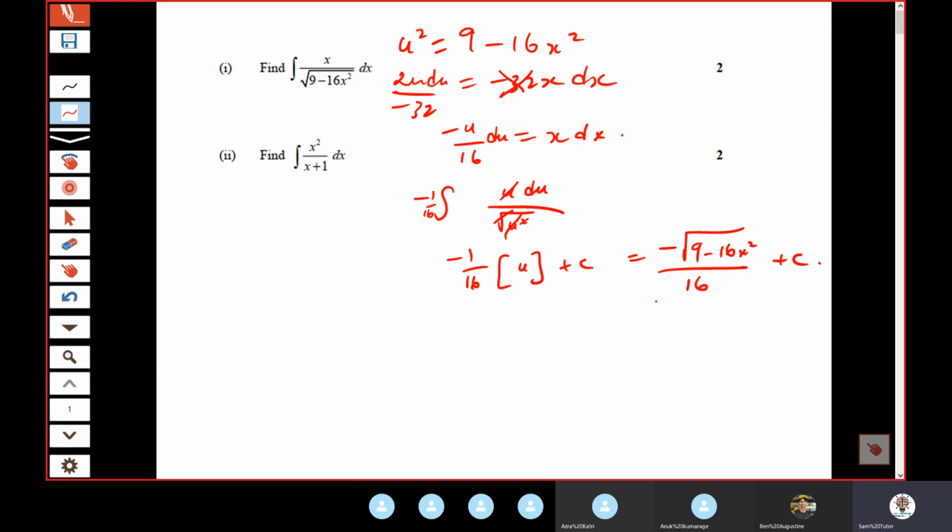Any questions? So you're very close. If it was 1, it would be inverse. And you need to know the formula for inverse as well. It's inverse sine of x on a.